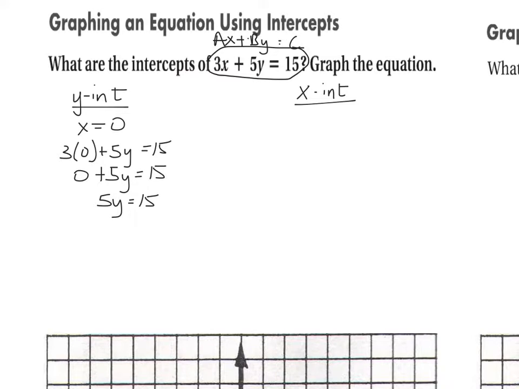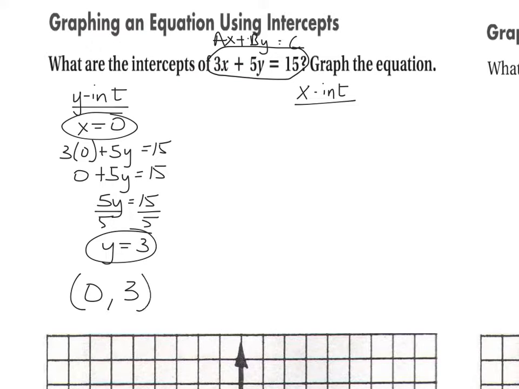Now I want to solve for y, so I'm going to divide by 5. And y, 15 divided by 5, is going to be 3. So now I have an ordered pair. I have an x and I have a y. If you remember, for x we plugged in 0, and the y we get out is 3. That's my very first ordered pair. Remember, we're going to have two ordered pairs to draw our line.